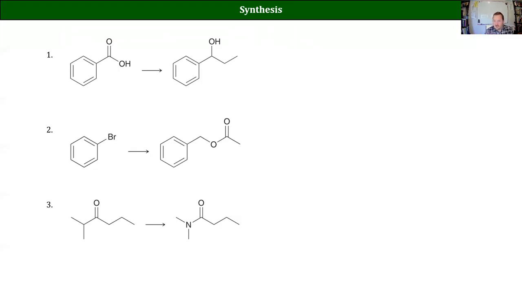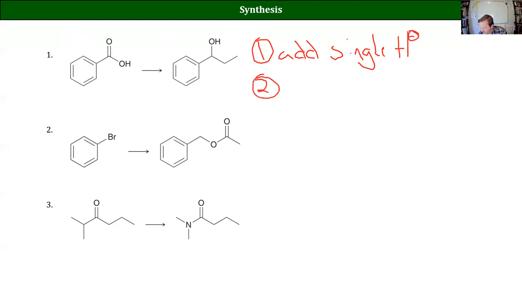You have to do a selective hydride addition and then take that and add an ethyl group to it with a Grignard reagent, or the other way around. We either need to do step one, add a single hydride to reduce it, and then follow that up with a Grignard reagent. Or we could switch the order. We could add an ethyl group first and then use lithium aluminum hydride to add the hydride second.